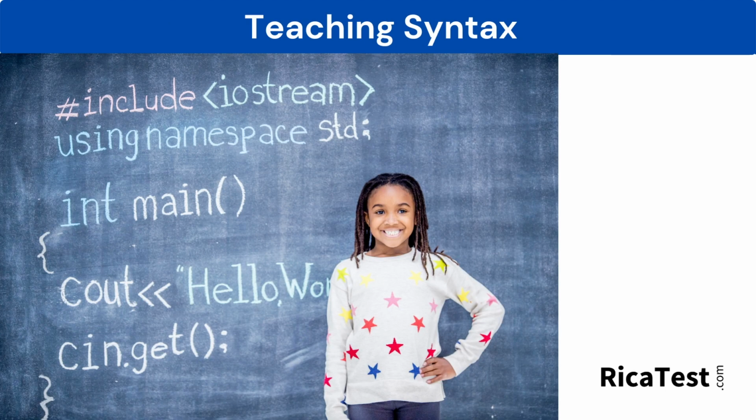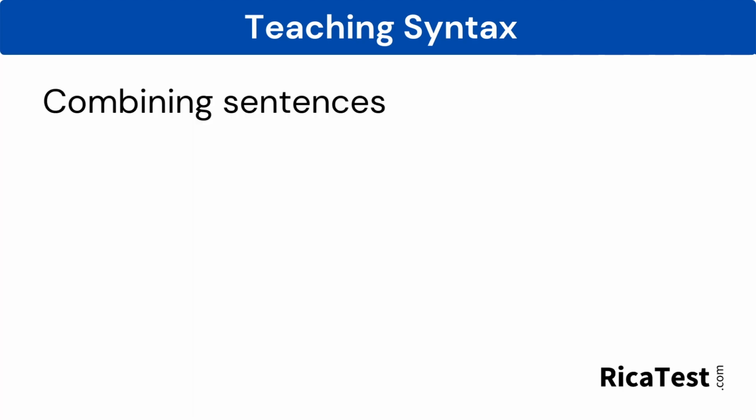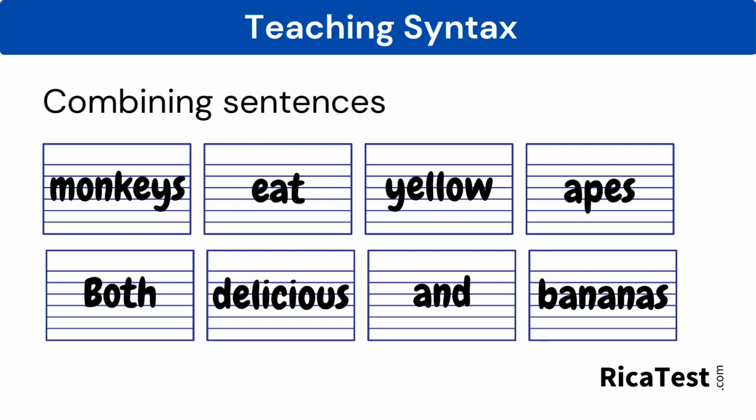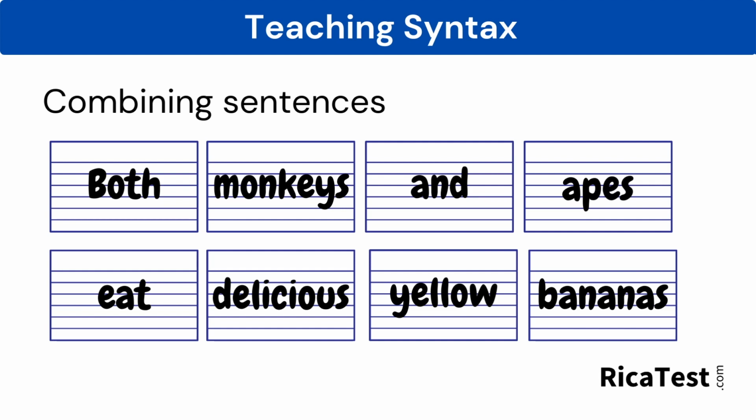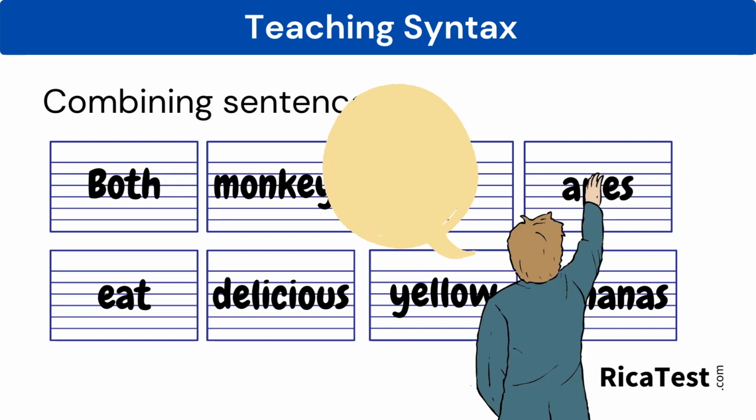If you receive a question on your Rica test about how to teach syntax, use the instructional strategy called combining sentences. Start with words written on flashcards that are placed out of order. Allow students to independently or in small groups try to put the words in the correct order. Encourage students to explain the reasoning for their combining decisions. This will provide an opportunity for them to articulate how they are thinking about word order and sentence construction.